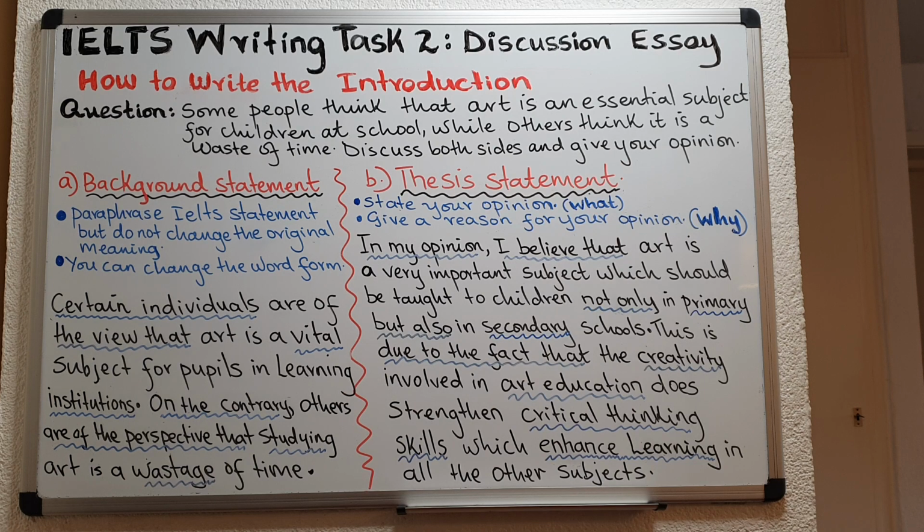Once you have decided which opinion you want to support, then write it. Begin with the words, in my opinion, I believe that, and then explain your opinion that you have chosen in your own words. Art is a very important subject which should be taught to children not only in primary but also in secondary schools. After that, give your reason as to why you have chosen that particular opinion.